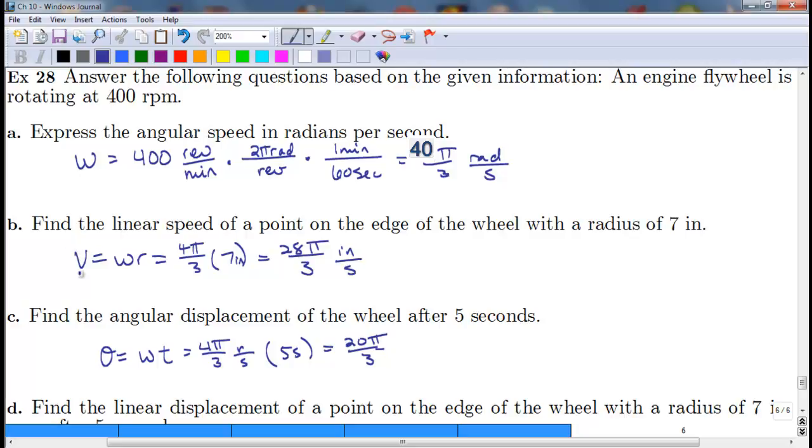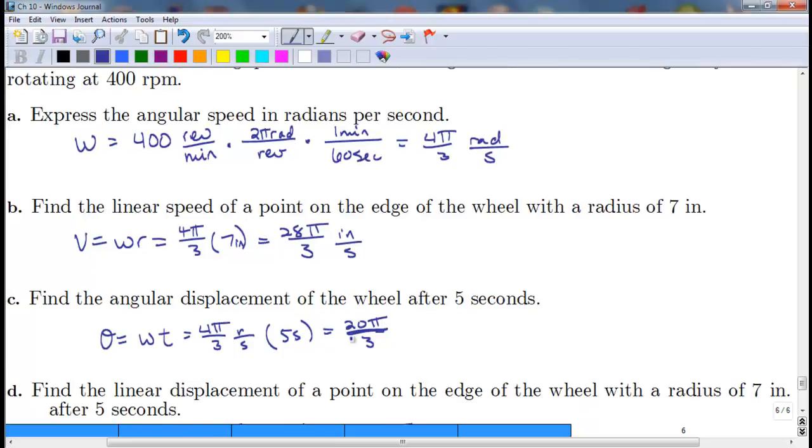We end up with velocity is equal to omega times r. So our omega was 4 pi over 3. Our radius is 7. So we end up with 28 pi over 3 inches per second. If we want to find the angular displacement of the wheel after 5 seconds, well, then we say, okay, we had theta is equal to omega times time. So we've got our 4 pi over 3 radians per second times our 5 seconds, and we end up with 20 pi over 3. In this case, it's just radians, so we usually don't write any units there.